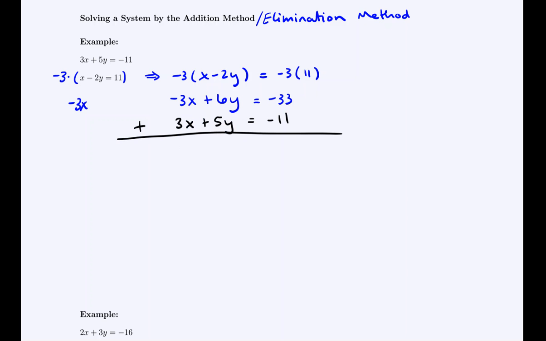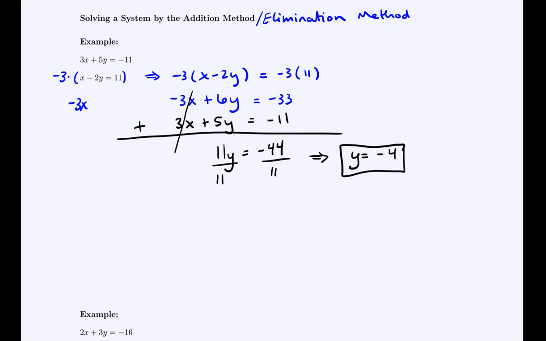And now we add these two equations. And as we were hopeful whenever we constructed this, negative 3x plus 3x cancels to give you 0x, which is just 0. 6y plus 5y would give us 11y. Negative 33 minus 11 would be negative 44. And this is something that we can work with because it's now in terms of a single variable. Now you can use the basic 4 operations of algebra to solve. 11 is currently being multiplied by y, so if we divide both sides by 11, we would get that y equals negative 4.